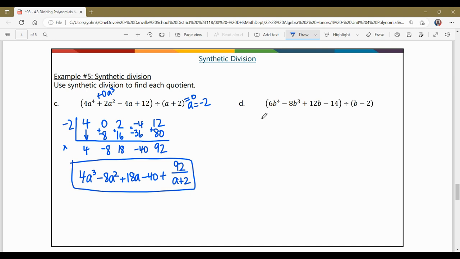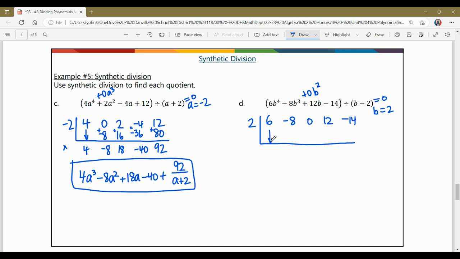Okay, letter D. It looks like if I set this equal to 0, b minus 2 equal to 0, I get b equals 2. It looks like I'm also missing a b squared term, so I need to make sure I keep a 0 there. So when I grab my coefficients 6, negative 8, 0, 12, and negative 14, I'm going to synthetically divide with a 2 on the outside.